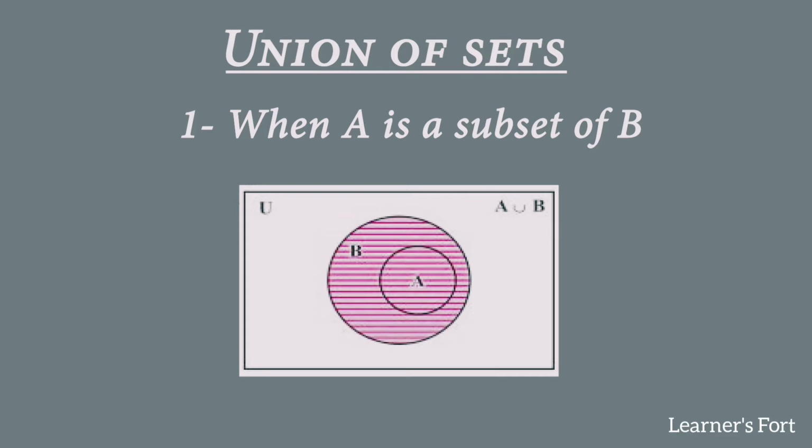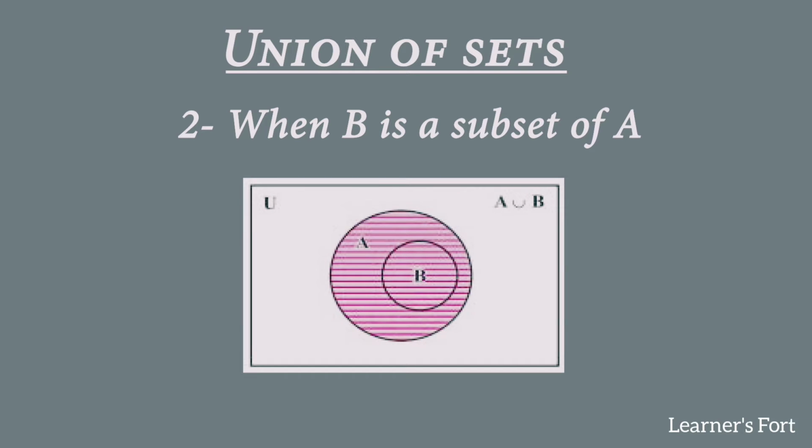Here you can see that B is a bigger circle and A is written inside it, and all of the area is shaded. Since we are talking about A union B, and the union is only happening between the sets A and B, we are only going to shade the area where the operation is happening. When A is a subset of B, all the elements of A are also the elements of B, so we're going to draw the entire set A circle inside the set B to represent A is a subset of B.